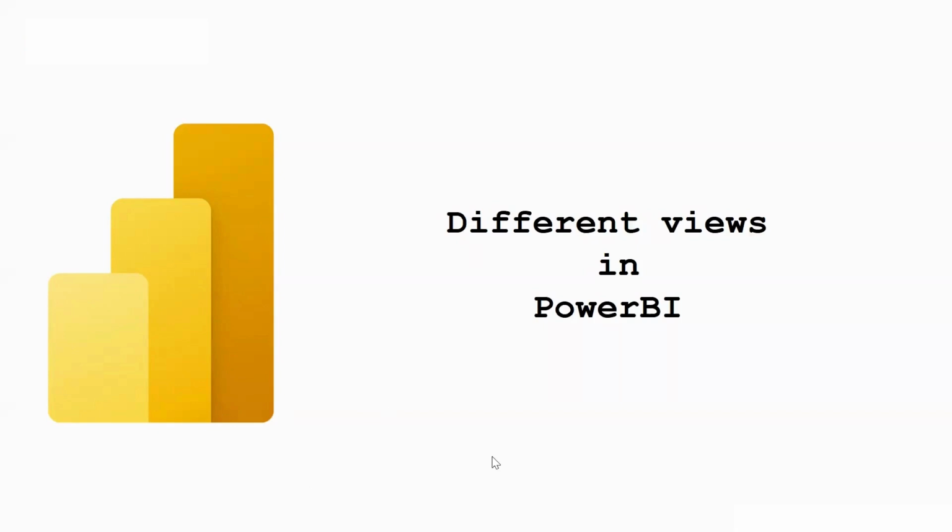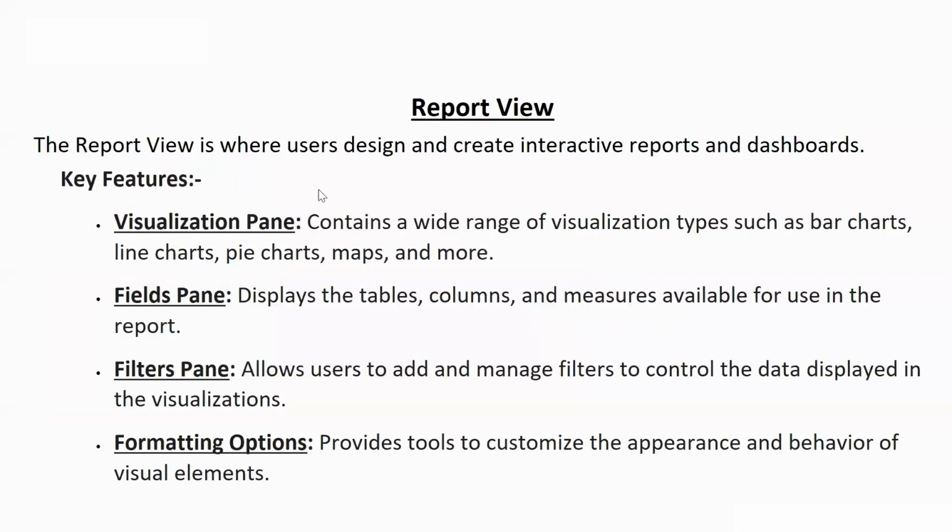If we move to the first view, it's the report view. The report view is where users can design and create the interactive reports and dashboard. It allows the users to add these visualizations, arrange them on the canvas, and customize their appearance. Some of the key features of the report view are the visualization pane, which contains a wide range of visualizations. So, for example, whenever you have to make any kind of chart, that would be present in this visualization pane. Then we have the fields pane, which would be used to display the tables, columns, measures.